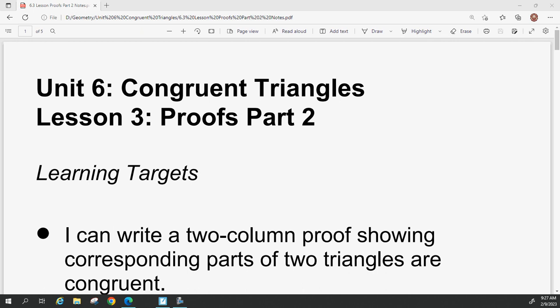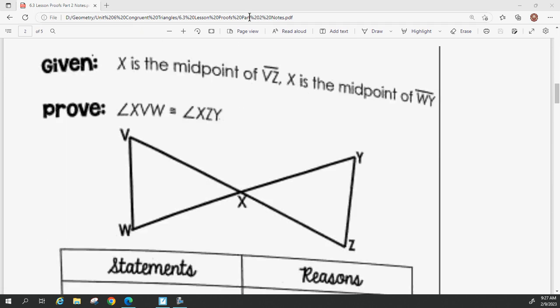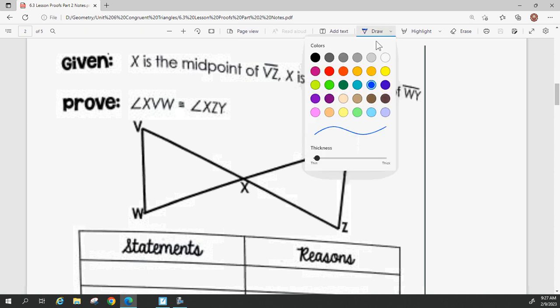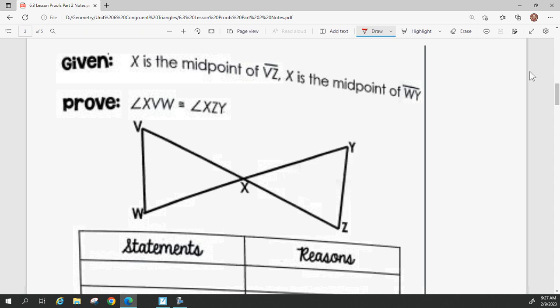Today we're going to talk more about two-column proofs, and we're going to add an extra step. So far we have been proving triangles to be congruent. Now, once we have triangles congruent, we want to be able to prove some future things. We started this unit off by saying that when we know triangles are congruent, we know that the parts that correspond are also congruent.